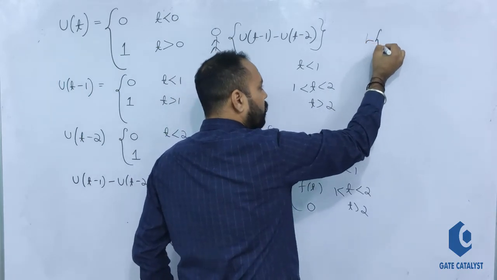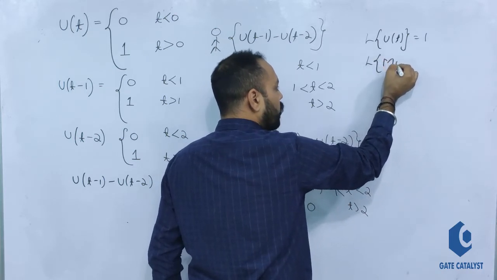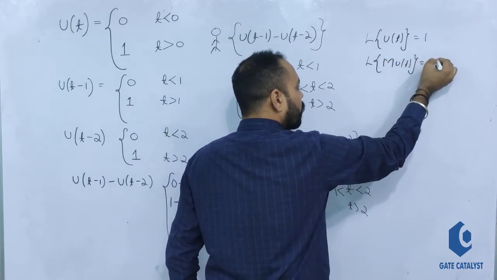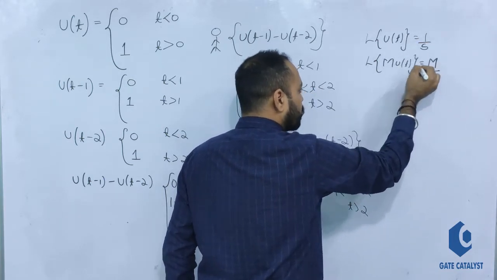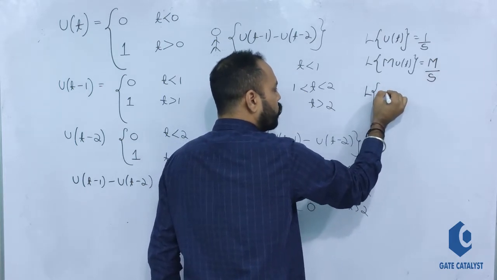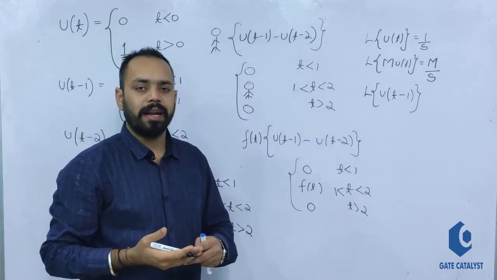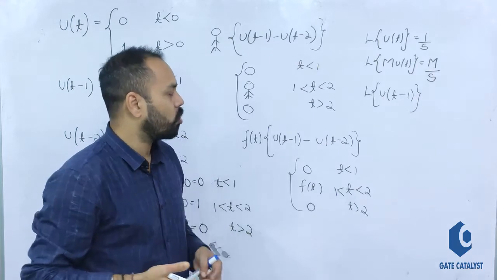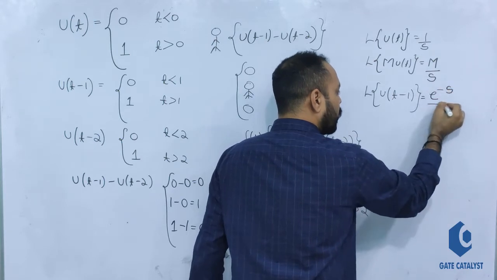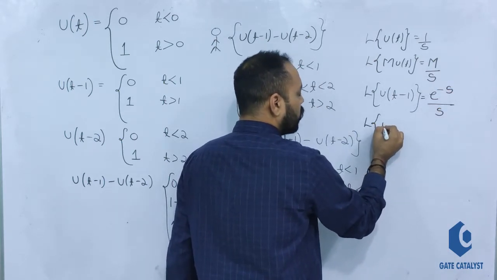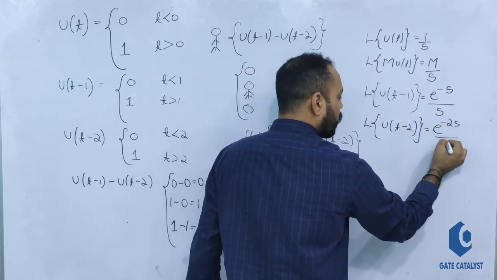I hope you know these things. Laplace of u(t) is equal to 1 by s. Laplace of m u(t) is equal to m by s. Okay. Laplace of u(t-1). Now how to find the Laplace of this? I think you must have read the second shifting property, which is also called the translation theorem. This should be written as e raised to the power minus a s by s, where a is 1, so e to the minus s by s. And Laplace of u(t-2) is equal to e raised to the power minus 2s by s.